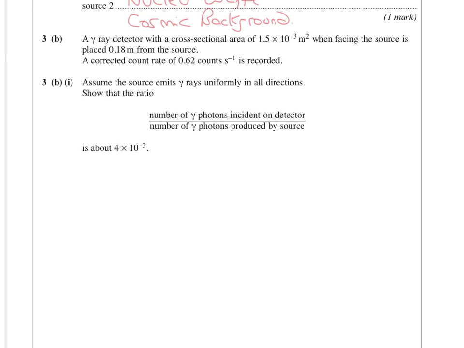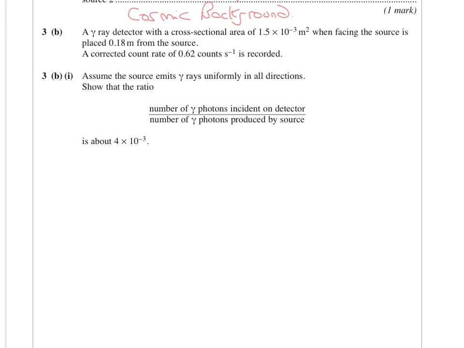So we've got a detector with a certain area, and it's a certain distance from the source, and we've got a corrected count rate we've measured. We're assuming it is emitted in all directions, so that the ratio of photons in the detector to photons in the source is about 4 times 10 to the minus 3. I think a diagram helps with this one. The photons are spread over a 3-dimensional sphere, but the detector only occupies a small area of the sphere over which it is scattered.